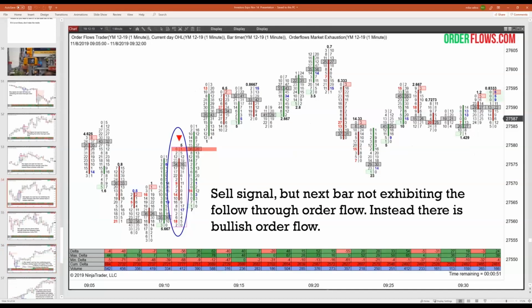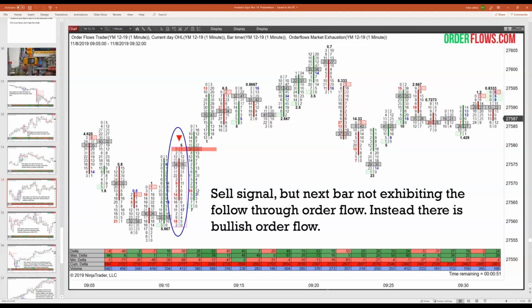Okay, here's another example. Okay, again, you got the nice big wide ranging bar giving you the sell signal. You got selling imbalances. You got a high point of control. You got negative delta. It looks very bearish. Next bar comes in. It can't even go lower than the low of the signal bar. And you start seeing buying imbalances come in. You start seeing positive delta.